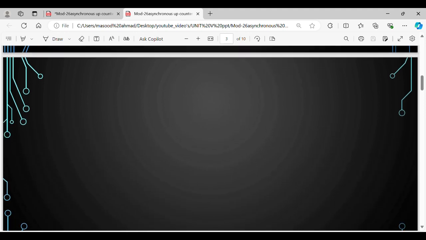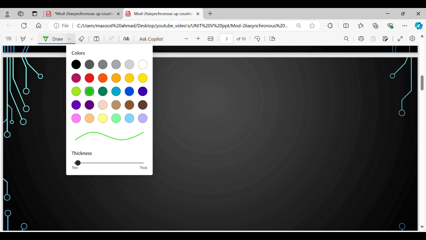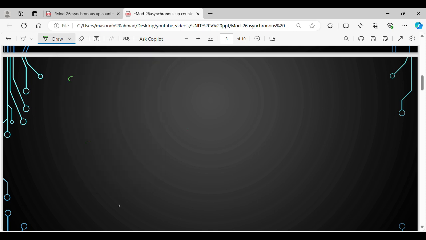So as usual, in step 1 we try to find the number of flip-flops required. What exactly is this? It is mod 26. The given N value is 26. 2 power n should be greater than or equal to capital N, so 2 power n should be greater than or equal to 26. Let's say n is equal to 4. When n is equal to 4, 2 power 4 is 16, greater than or equal to 26?